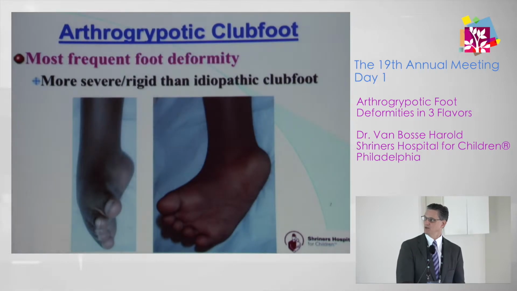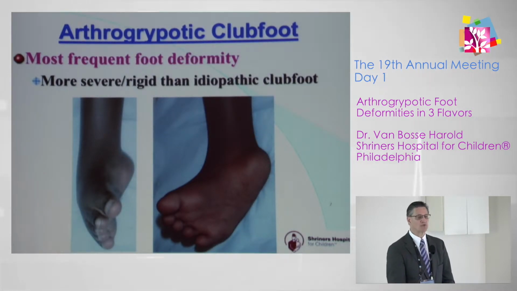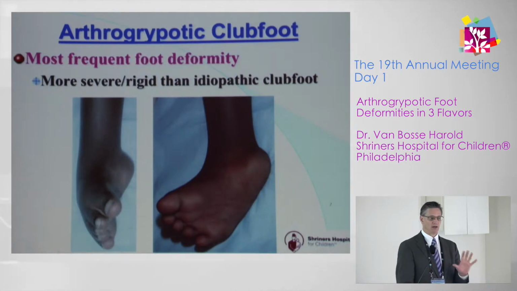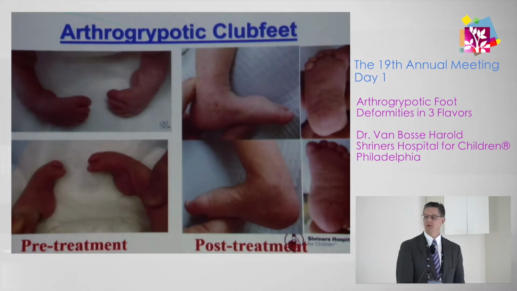So starting with the classic one, it's the most frequent foot deformity. And it's more severe and rigid than idiopathic club foot, probably, again, because whatever the abnormality causes these club feet, it happened earlier in pregnancy, so they're doing less motion, and things got stiffer. And of course, our hopes are to take a pair of feet that look like these and turn them into those.